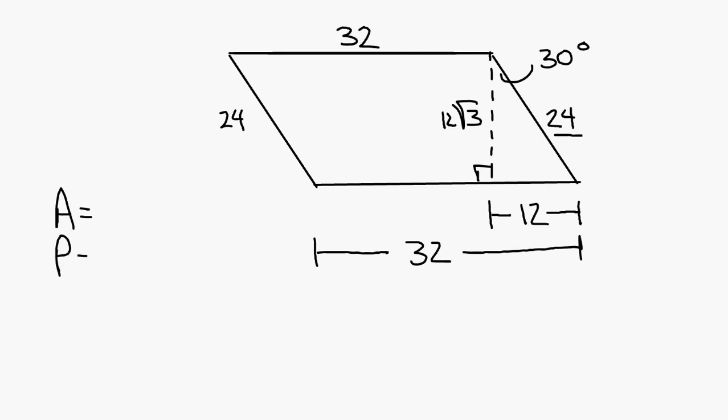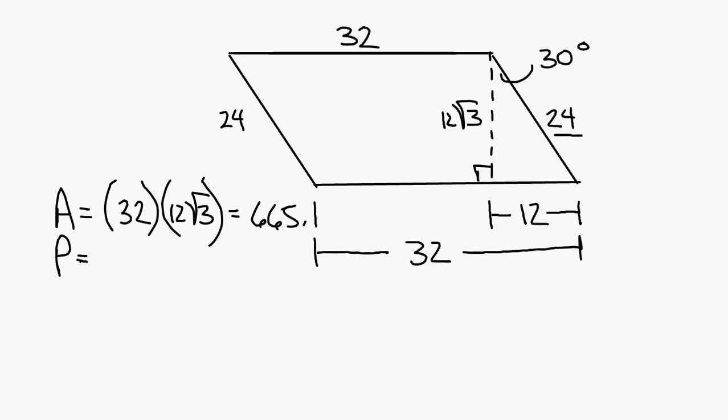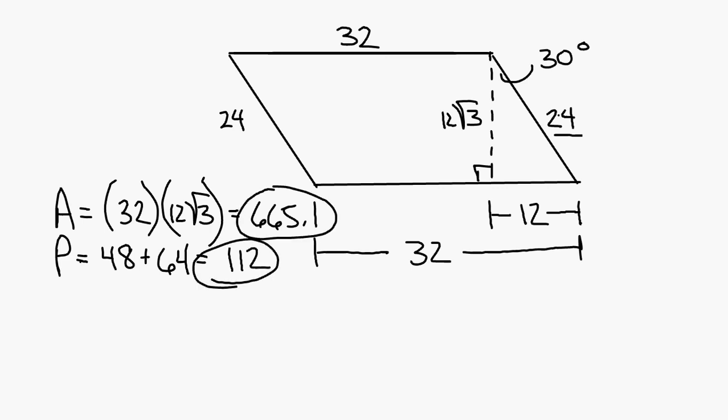So the area is going to be equal to the base, which is 32, times the height, which is 12 radical 3. So 32 times 12 times square root of 3 is 665.1 as your area. And then your perimeter is going to be the two 24s, which is 48, plus the two 32s, which is 64, and 64 plus 48, 112. So there's your perimeter, and there's your area. Everybody all right with that?